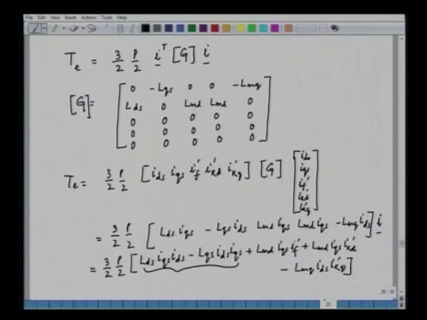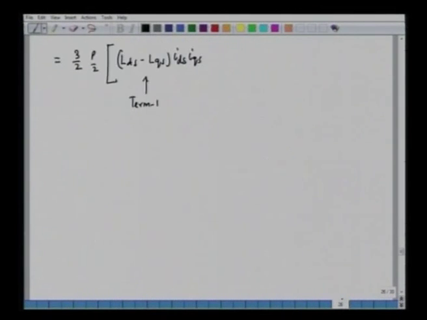And the second term we can take as LMD into IQS into IF prime. Now, this is the term 2, and this is called field winding torque, because this is basically by virtue of the field winding that the torque is produced. If IF prime equal to 0, if there is no field winding current, this torque also vanishes. So, this is called the field winding torque.